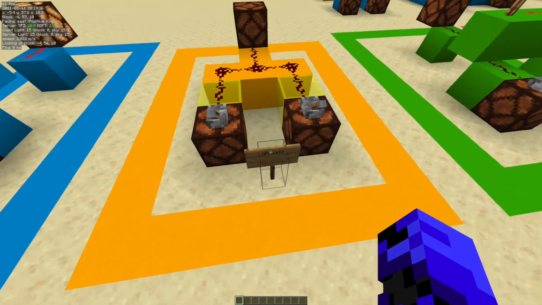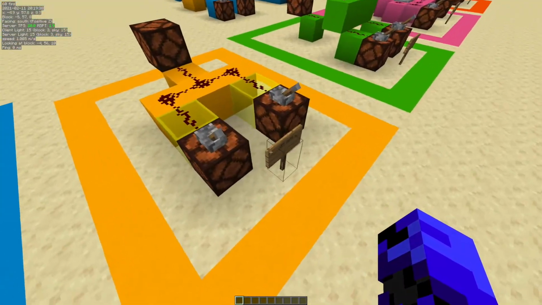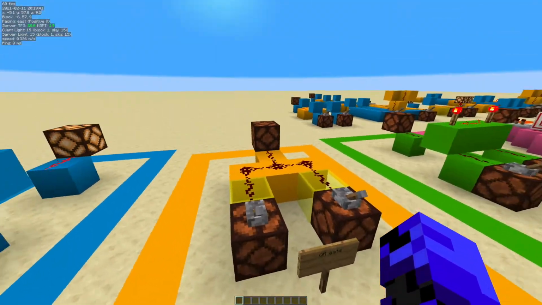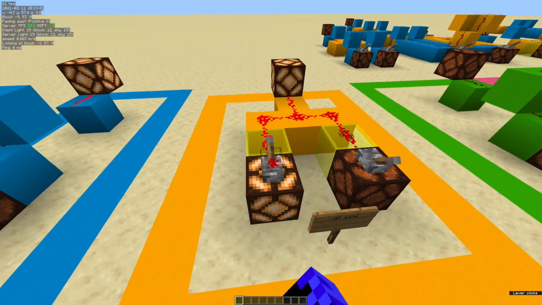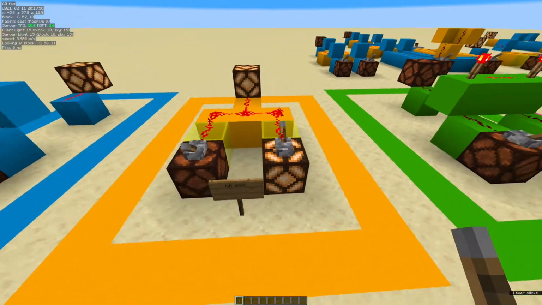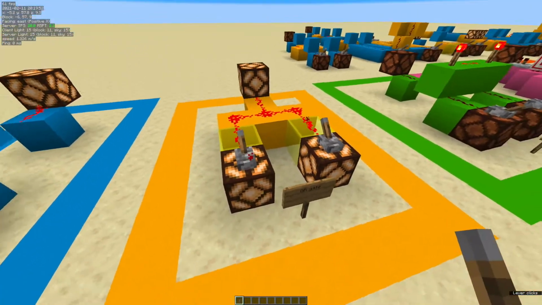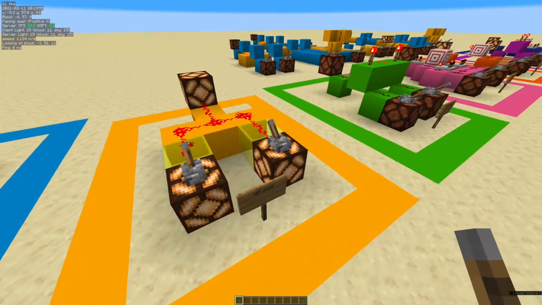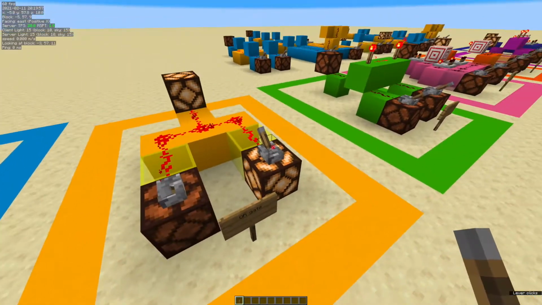Next is the OR gate. An OR gate is pretty much: the output is on if one or the other input, or both of them, are on. That's why it's called an OR gate, because it's either one or the other or both.